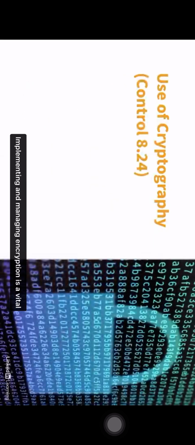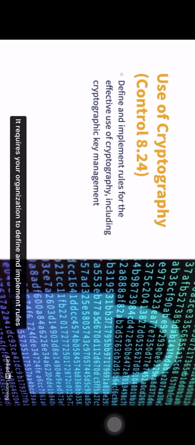Implementing and managing encryption is a vital security configuration for operational systems. Without cryptography, sensitive data and communications become vulnerable to unauthorized access and exploitation. So our third control is 8.24, Use of Cryptography. It requires your organization to define and implement rules for the effective use of cryptography, including cryptographic key management.